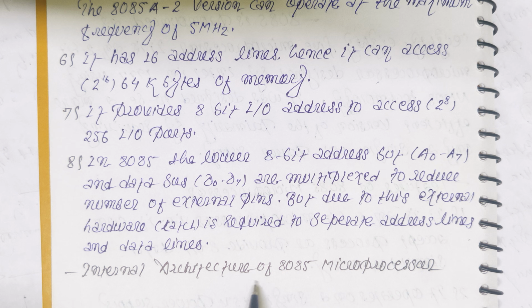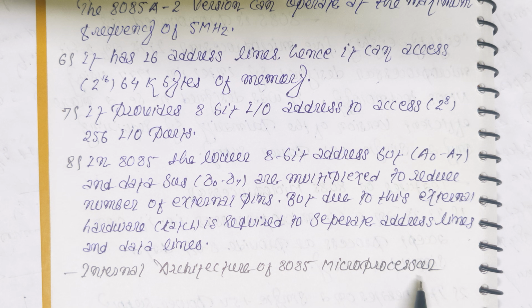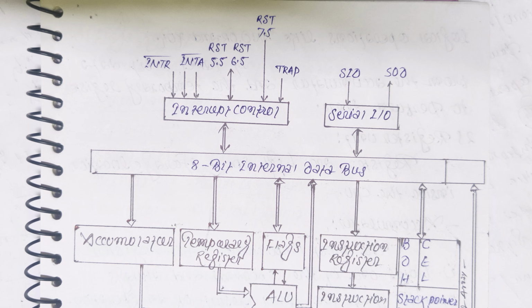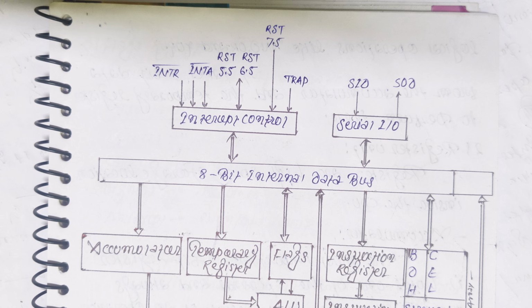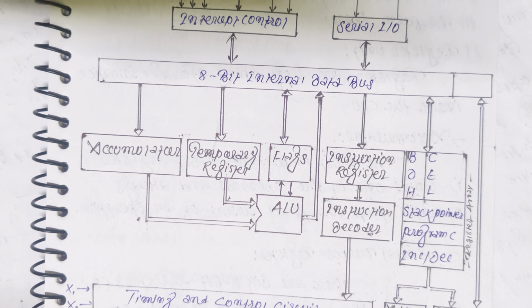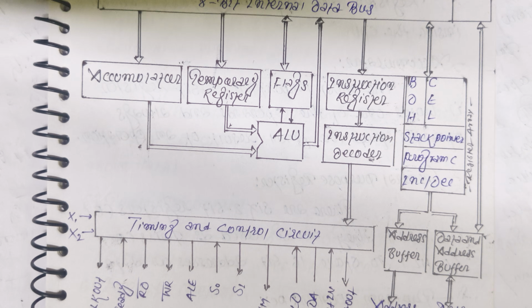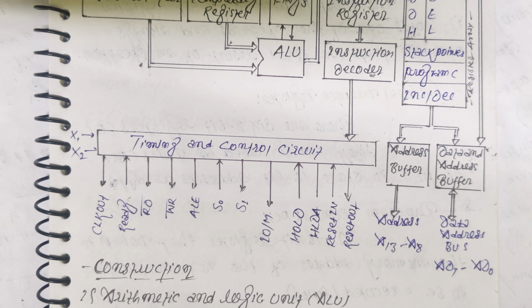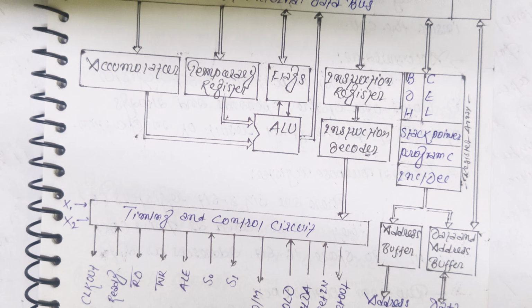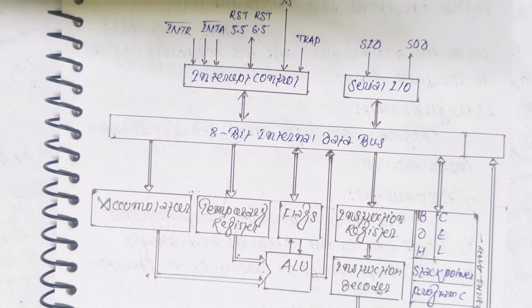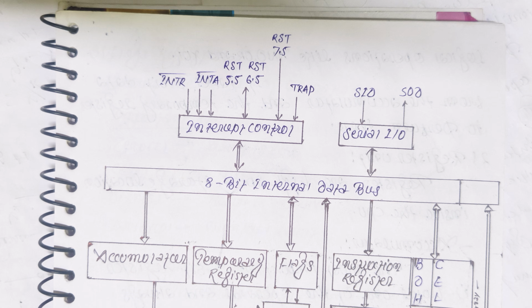Internal architecture of 8085 microprocessor. Now friends, we will learn the internal architecture of the 8085 processor. This is the circuit diagram of the 8085 microprocessor. You can see, friends, this is the figure of 8085. This is a very complex figure, friends. You can pause the video and draw the diagram.